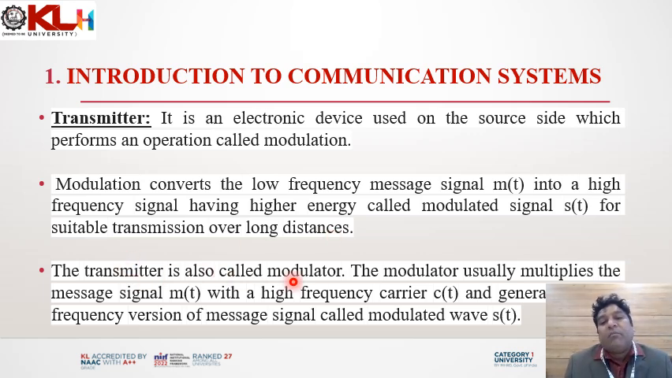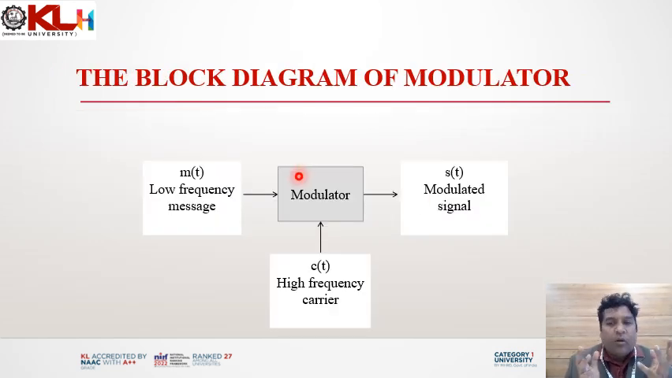Now the transmitter is sometimes even called a modulator. The modulator will simply multiply the message signal M of t with the high frequency carrier, and it generates a high frequency version of the message signal called modulated wave S of t. This is a very simple block diagram of a modulator. The modulator takes the low frequency message M of t as one input and high frequency carrier C of t as another input. Then it multiplies both M of t into C of t, and it will generate the modulated wave S of t, which is simply a high frequency version of the message signal M of t.